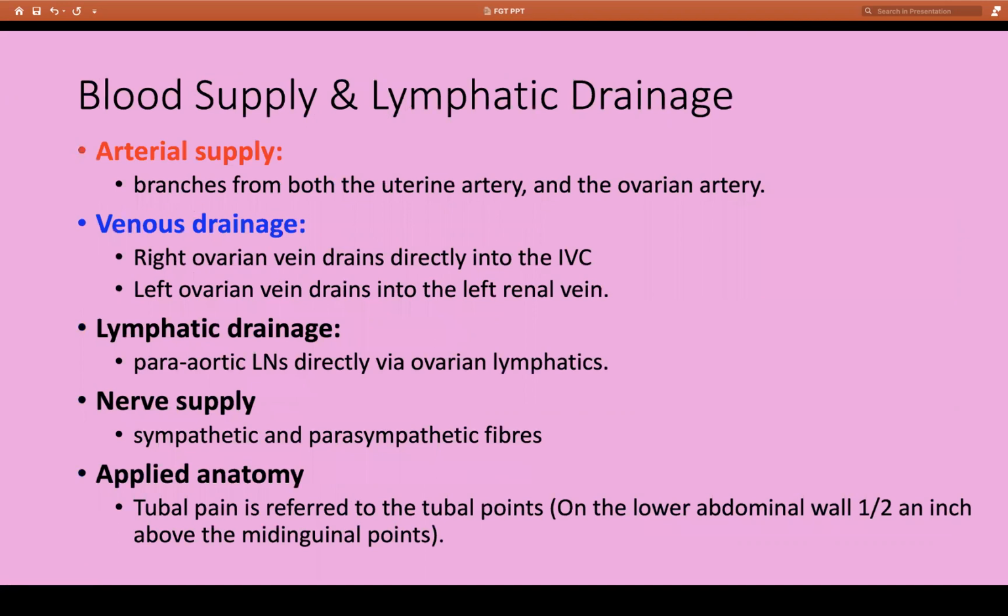Blood supply and lymphatic drainage: arterial supply from the uterine artery and ovarian artery, and venous drainage by the right and left ovarian veins, which drain directly, the right into the inferior vena cava and the left into the left renal vein. Lymphatic drainage is to the para-aortic lymph nodes and ovarian lymphatics. Nerve supply, sympathetic and parasympathetic fibers. What is the applied anatomy? Tubal pain: usually the patient will complain of pain over the lower abdomen, half an inch above the mid-inguinal point.